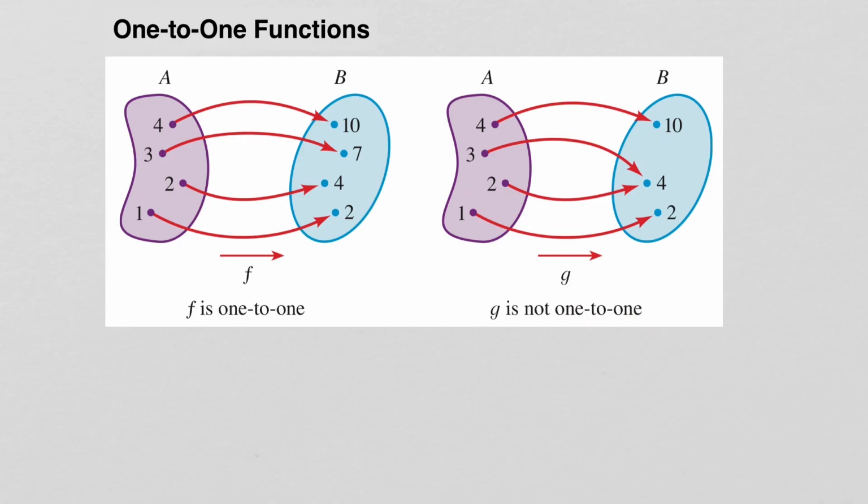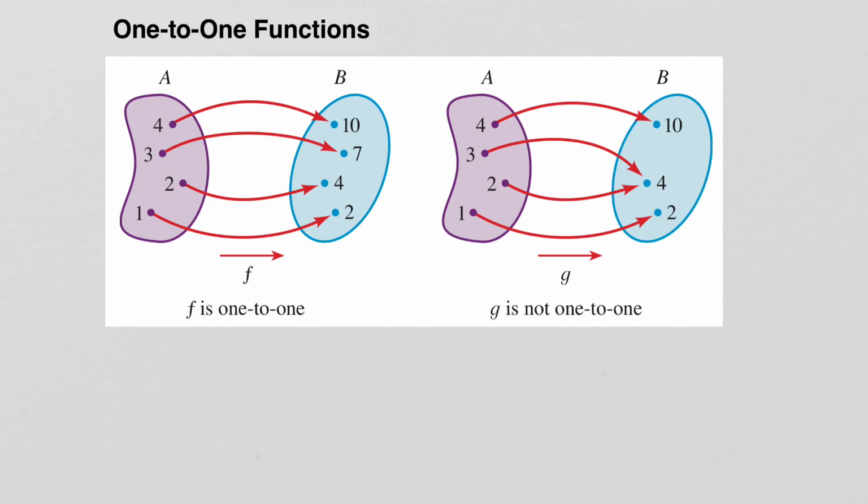And the main reason for this is because the number 3 gets assigned to the number 4, but the number 2 also gets assigned to the number 4. So if I asked you, where does 4 come from? You have two possible answers for that. And to be a one-to-one function, this number 4 can only come from one input value, not two. So this is a fairly rudimentary and fundamental way to view one-to-one functions.